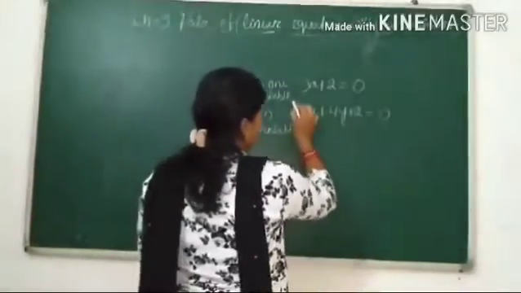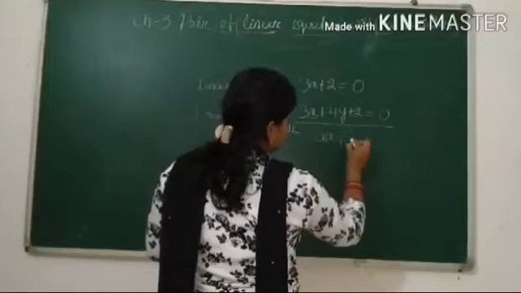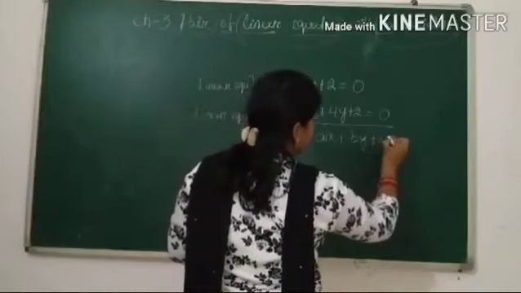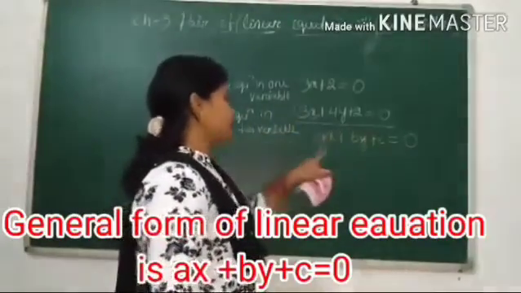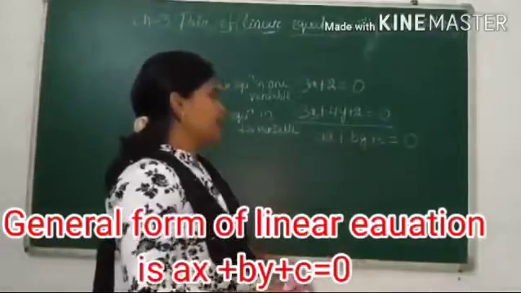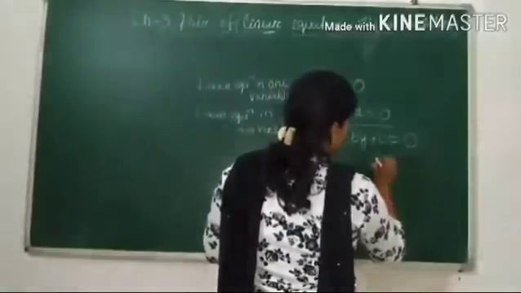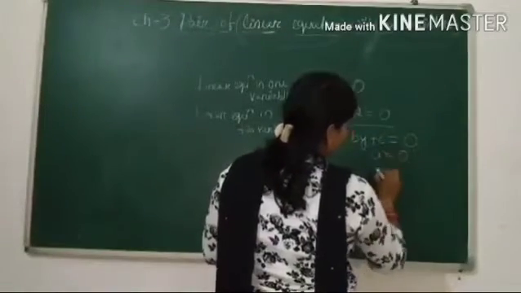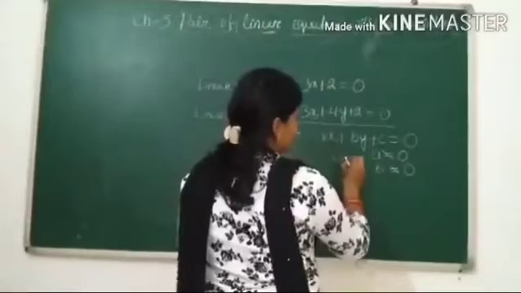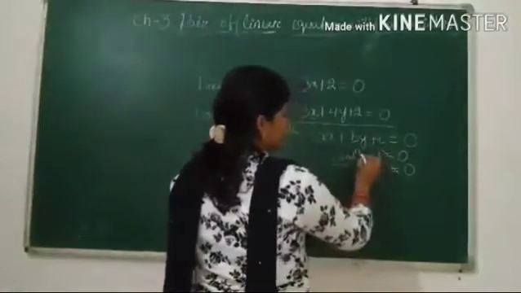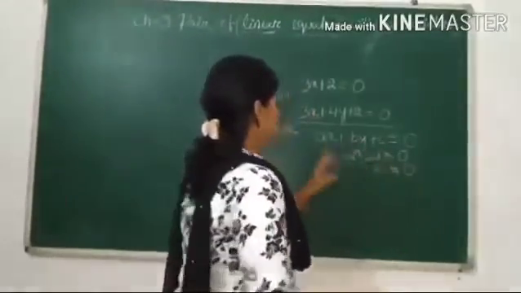So the general form of this equation is ax plus by plus c is equal to 0. The general form of a linear equation is ax plus by plus c is equal to 0, where a is not equal to 0, b is not equal to 0. This is the condition behind this.